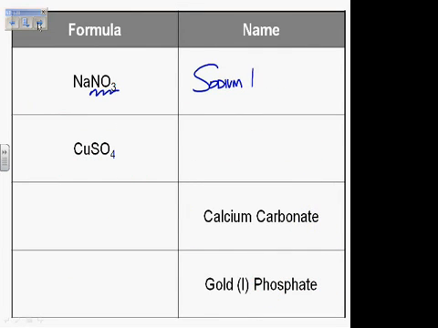Sodium, in this case, is paired up with nitrate. Sodium's a +1 ion, nitrate's a -1 ion, so it just takes one of each of them. That's it. We're done with that one. Let's go to the next one.